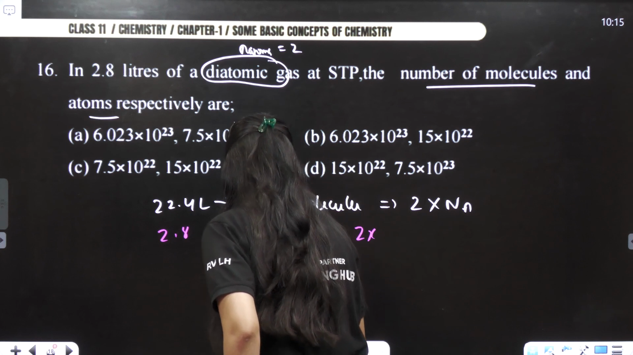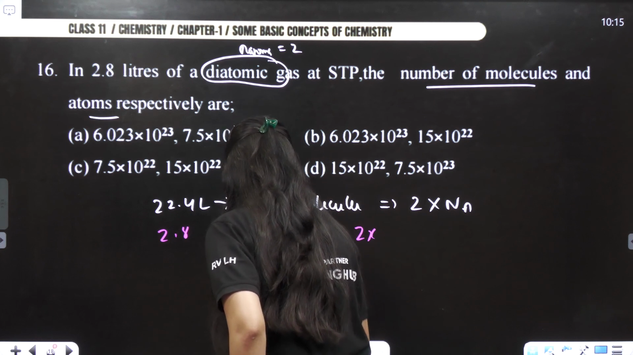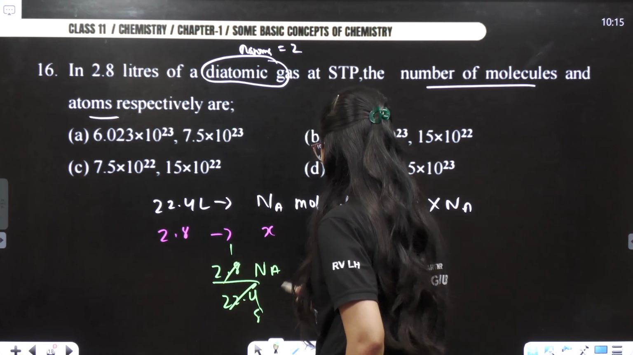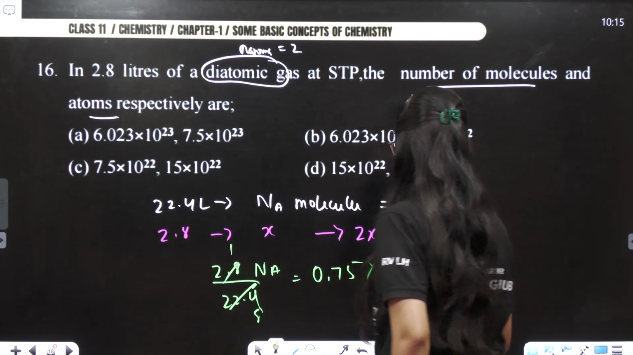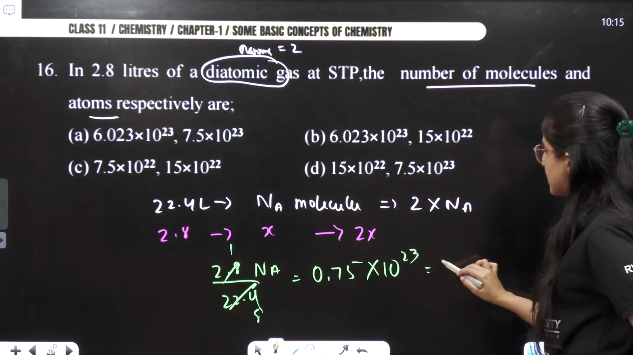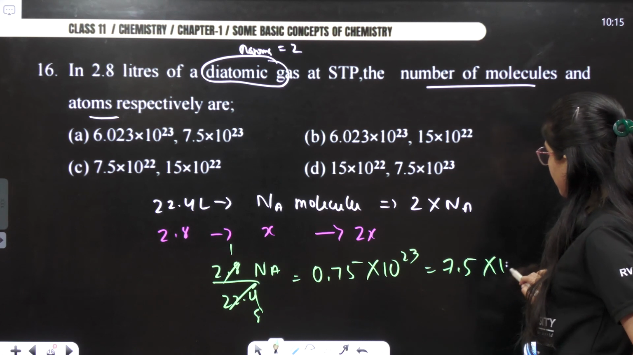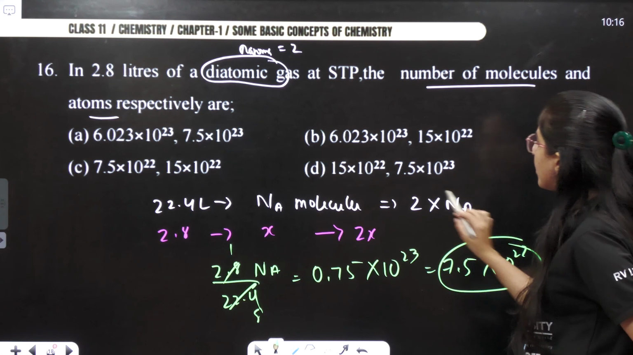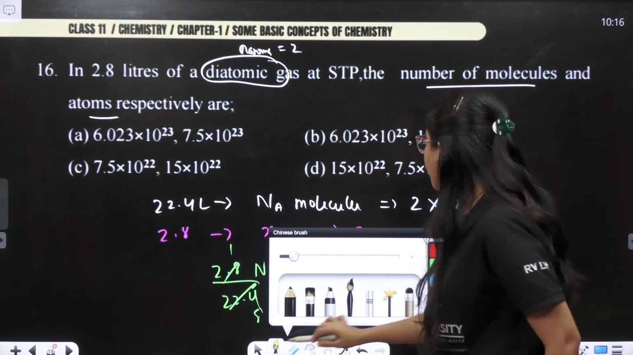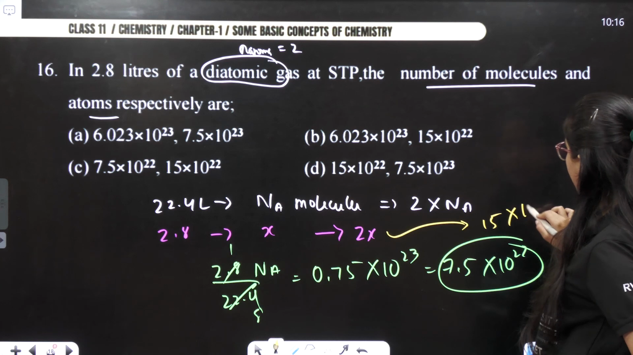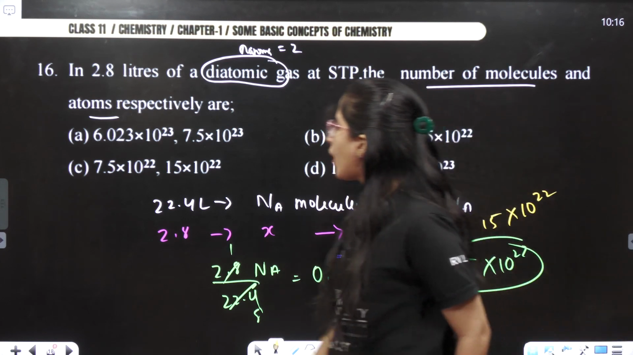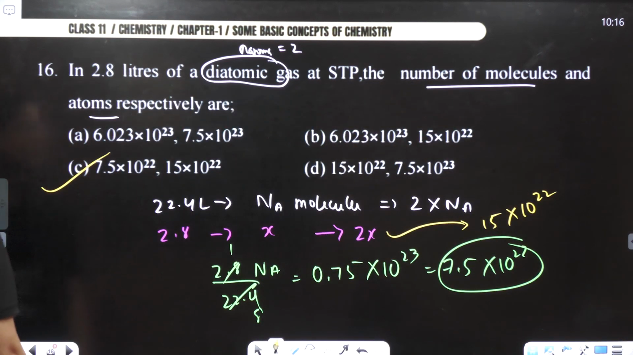2 ones are, and here it will be 2 eights are. So 1 divided by 8, it will be giving 0.75 into 10 raised to 23. So how much will it be? 7.5 into 10 raised to 22. So now what will be the number of atoms here? 7.5 into 2, therefore 15 into 10 raised to 22. So the correct option will be clearly option number C.